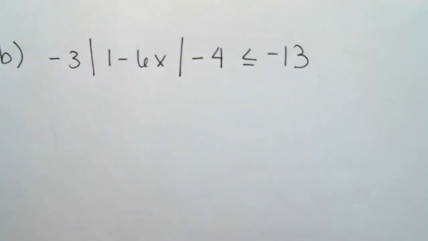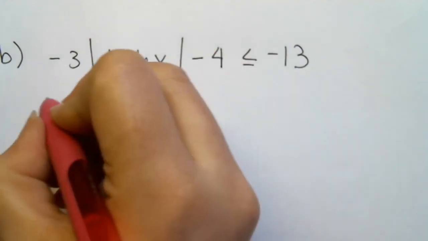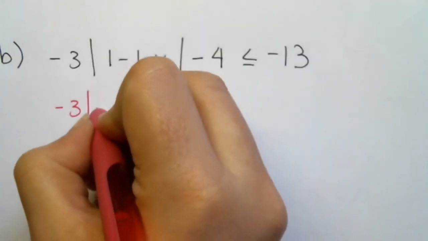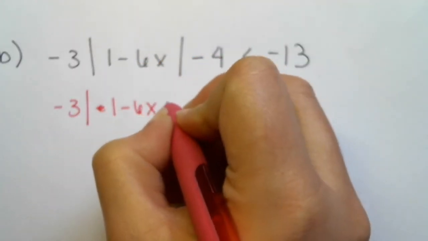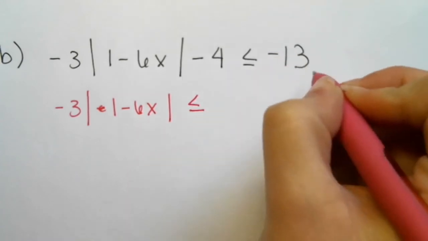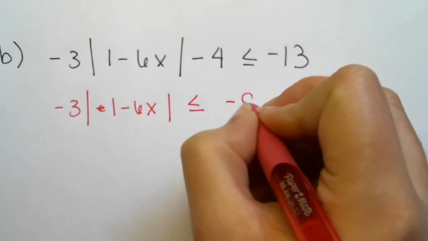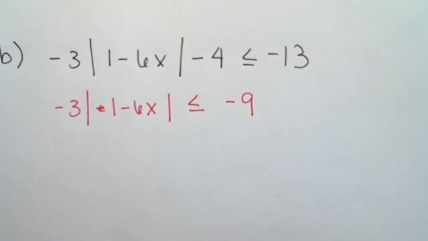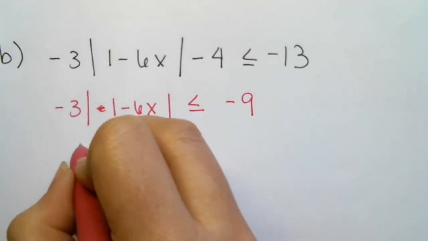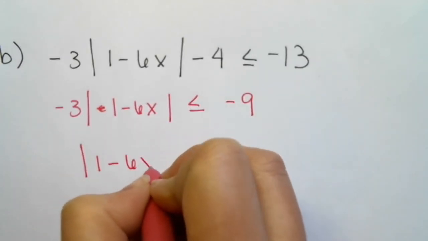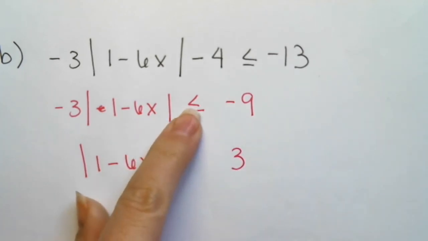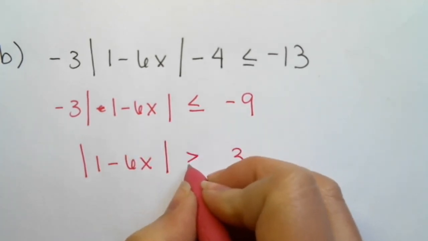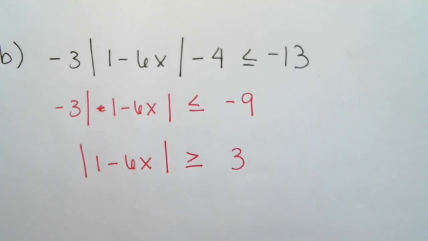Okay, so again, we're going to start by isolating the absolute value. So I'm going to add 4 to both sides. So negative 13 plus 4 is negative 9. And then I'm going to divide both sides by negative 3. Now, because I'm dividing by a negative number, I have to switch the inequality symbol.